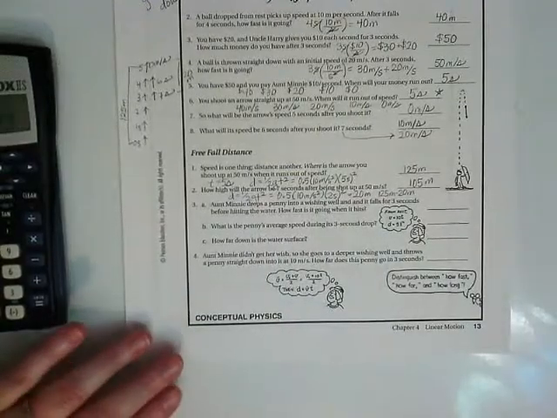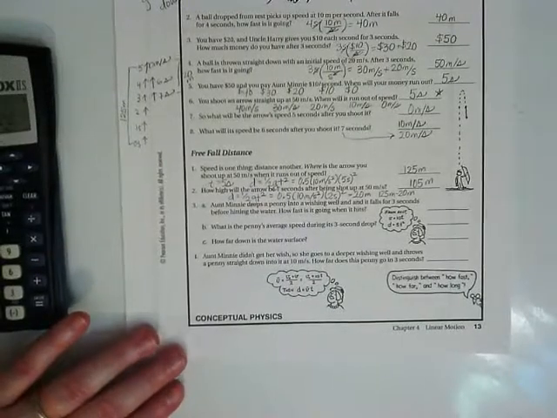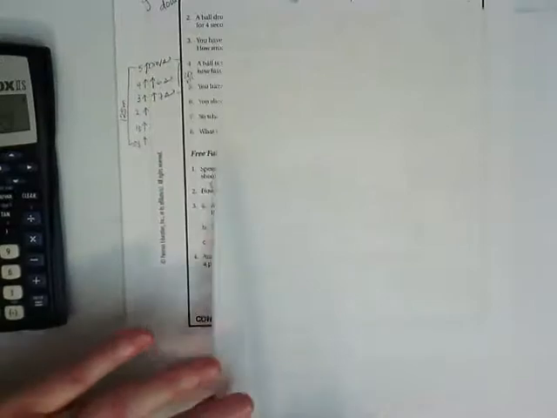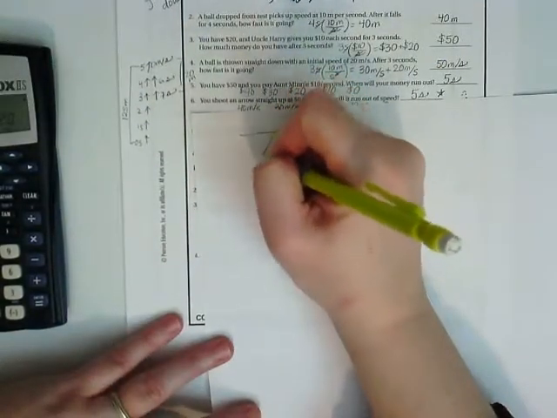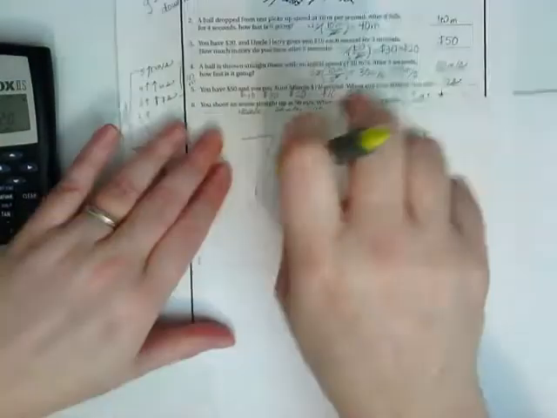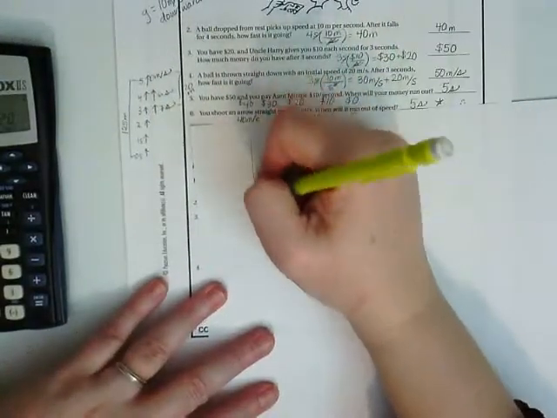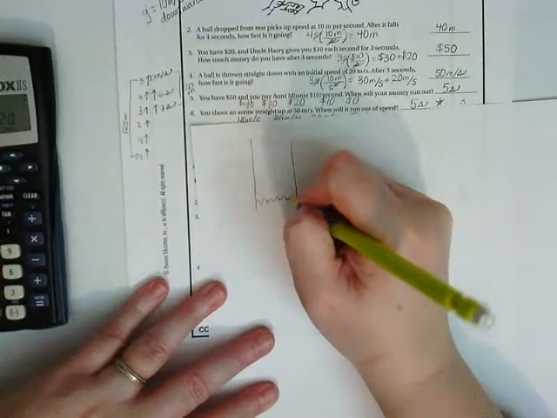All right, Aunt Minnie drops a penny into a wishing well, and it falls for 3 seconds before hitting the water. How fast is it going when it hits? Again, for physics, it's helpful sometimes to draw pictures. So I made it look like a cliff, like a wishing well, right? So it's a well. At the bottom of the well, there's some water.